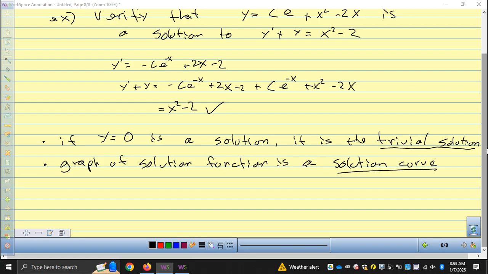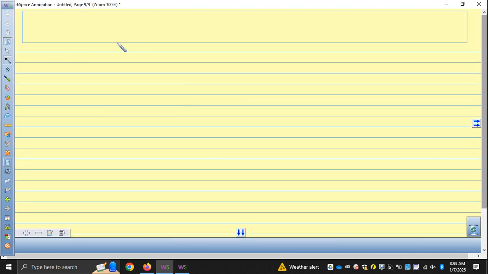In differential equations classes, this first part, where we're classifying and naming and talking about all these terms, is not the most exciting stuff. But all of these terms come back repeatedly. Implicit versus explicit solutions.